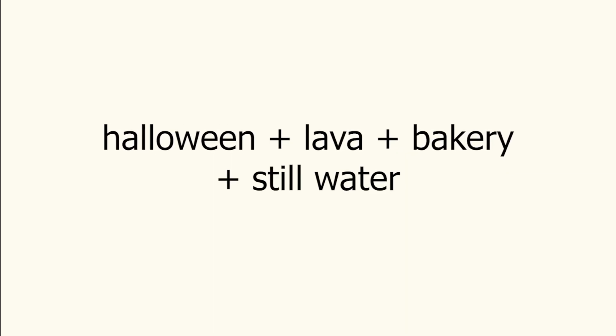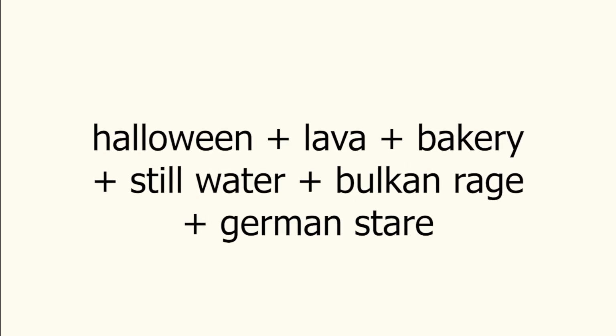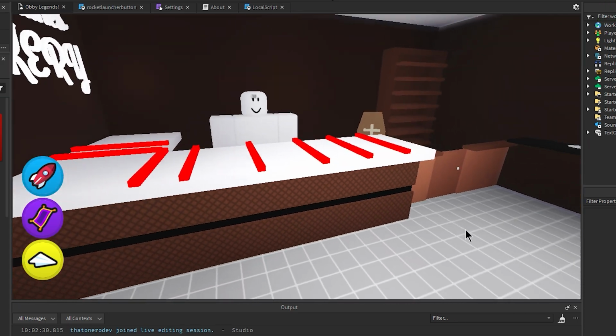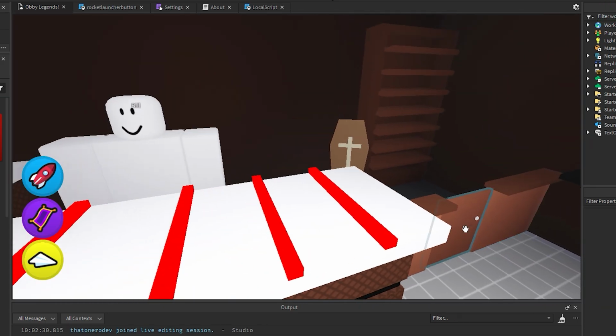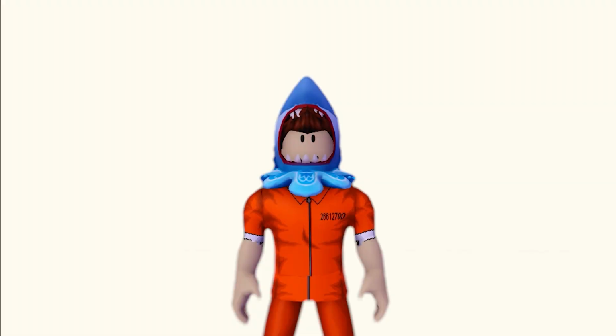But I orchestrated a little plan to combine Halloween plus lava plus the bakery plus still water plus bulk and rage plus German. I created a mini bakery sprinkled in with some Halloween items and obby jumps to match the theme of the game, which means the game is fully done and now it's time to advertise it.